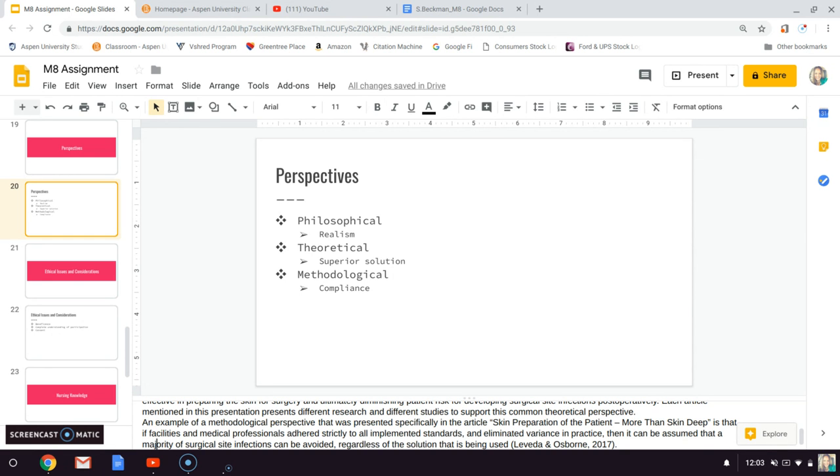An example of a methodological perspective that was presented specifically in the article Skin Preparation of the Patient More Than Skin Deep is that of facilities and medical professionals adhering. If facilities and medical professionals adhered strictly to all implemented standards and eliminated variance in practice, then it can be assumed that a majority of surgical site infections can be avoided regardless of the solution that's being used.